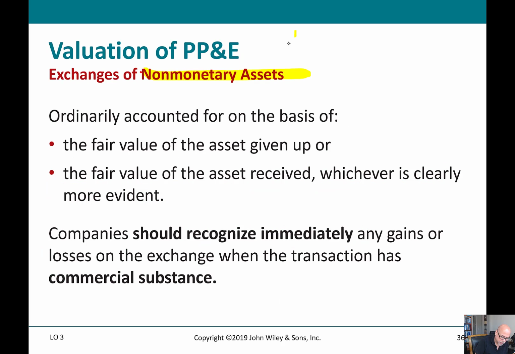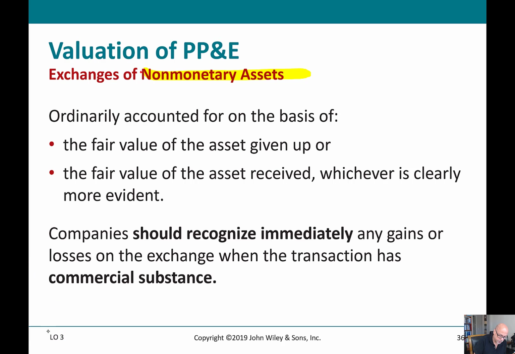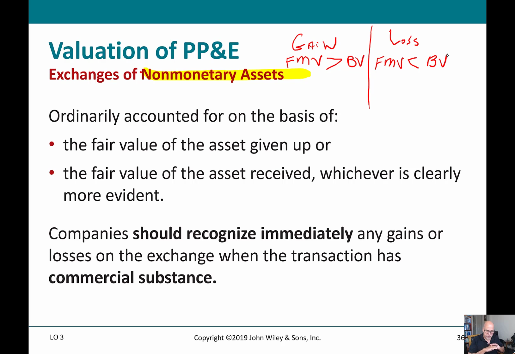So what happens? We have a gain if the fair market value of the asset that you're getting rid of is greater than the book value. Book value, as you know, is the original cost minus any accumulated depreciation that's been recorded up to the date of sale on that asset. Now we have a loss, as you well know, I'm sure, if the fair market value is less than the book value. If that's the case, we have a loss. So we would have to calculate that gain or loss. Now the question becomes, do we recognize, do we record in the financial statements those gains and losses?